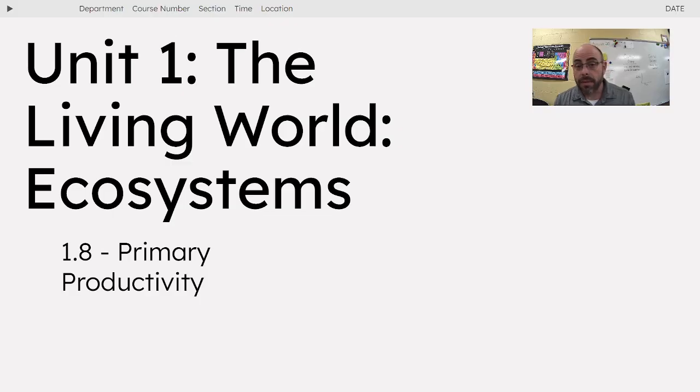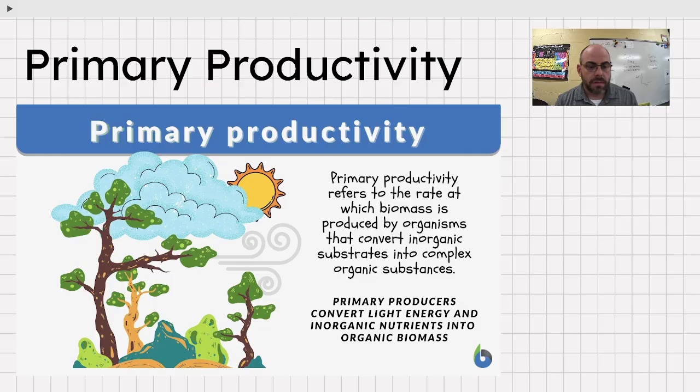Here we're looking at AP Environmental Science Unit 1, 1.8 Primary Productivity. It's a fun little topic. Let's talk about it. So what is primary productivity? This is the amount of biomass that is being created. Way to think about this is the amount of organic material that organisms are producing.